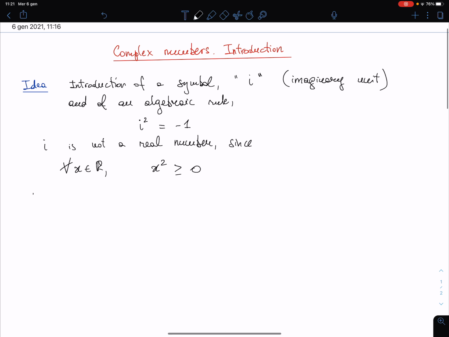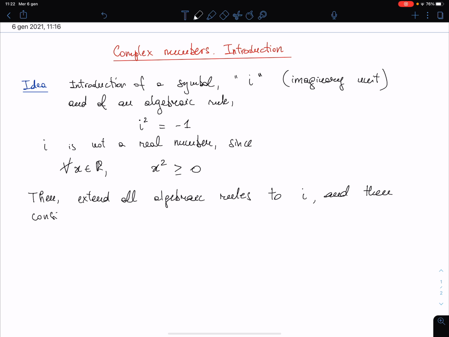Then extend all algebraic rules to I, and then consider numbers, or better symbols, of the type x plus iy, where x and y are real numbers.